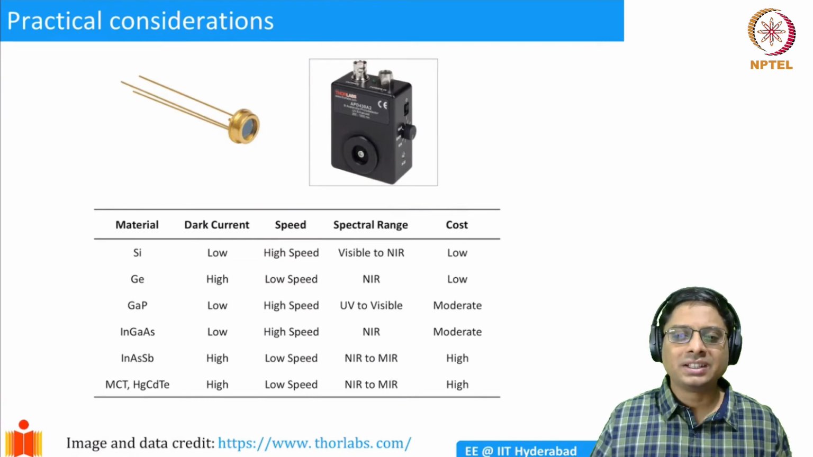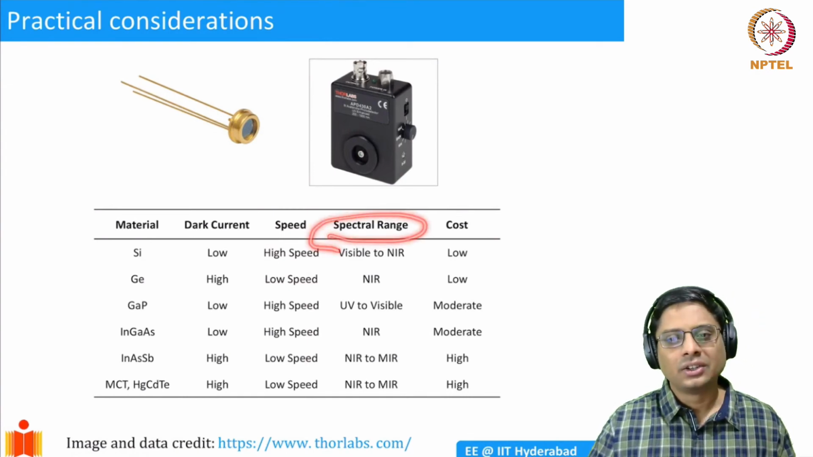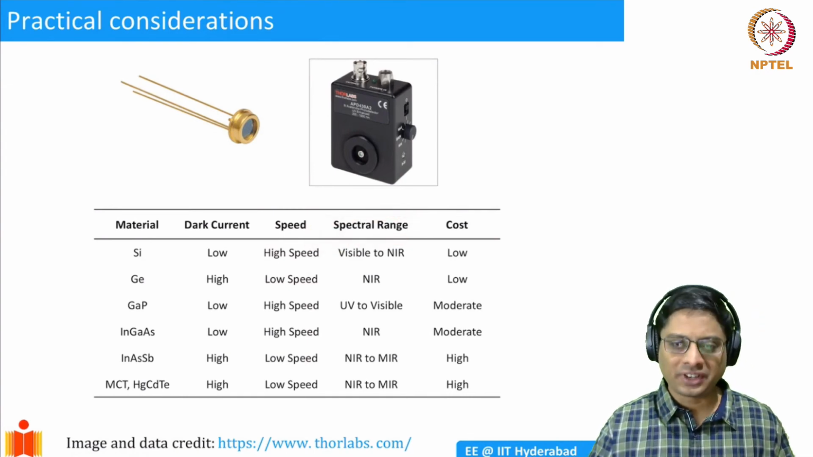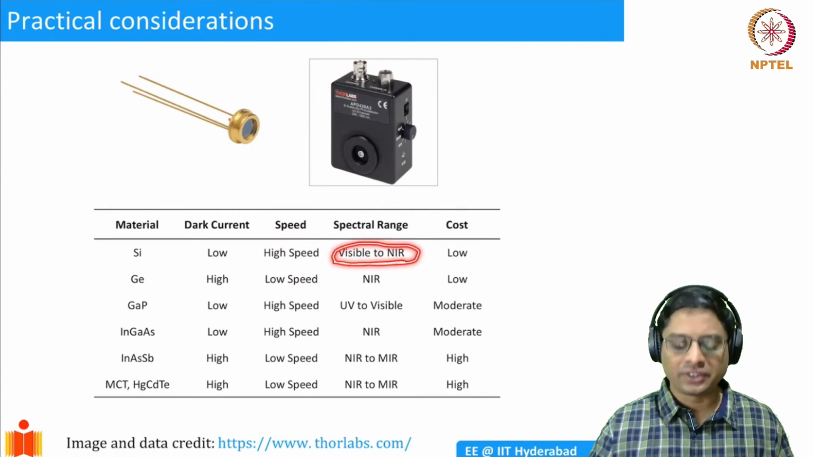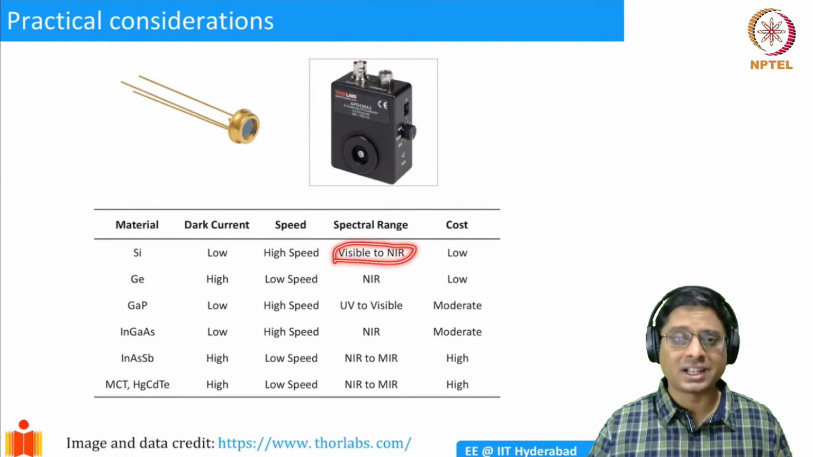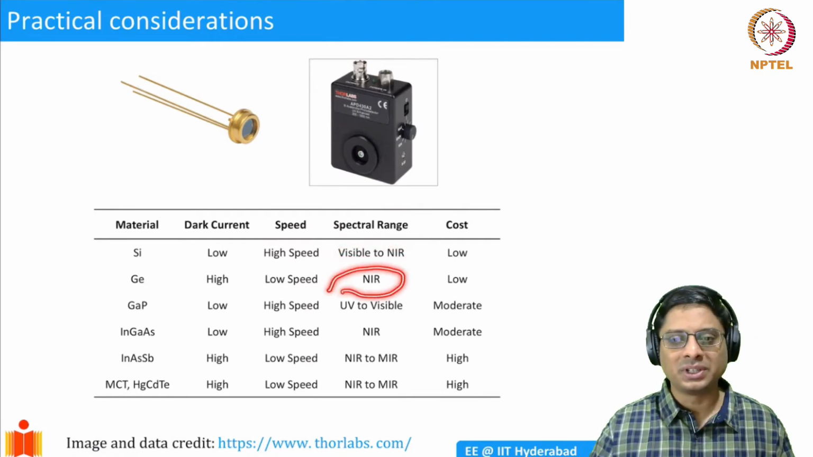Mainly, there are three technical considerations that are important to us. One of them is the spectral range. We cannot use every detector in every spectral range. For example, silicon can go from visible to near infrared. I can't really do better than that. So it is going to have better responsivity in this range, whereas germanium is going to have better responsivity in the near infrared. Near infrared is 1.5 micrometer.